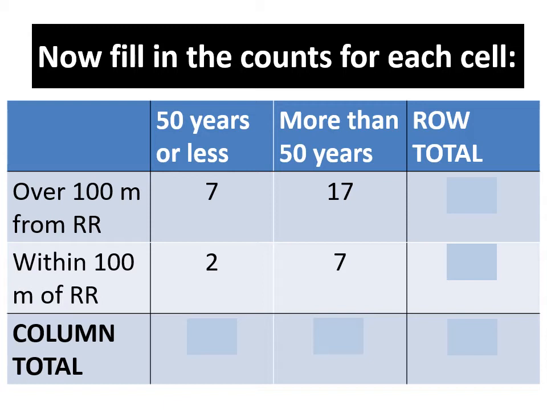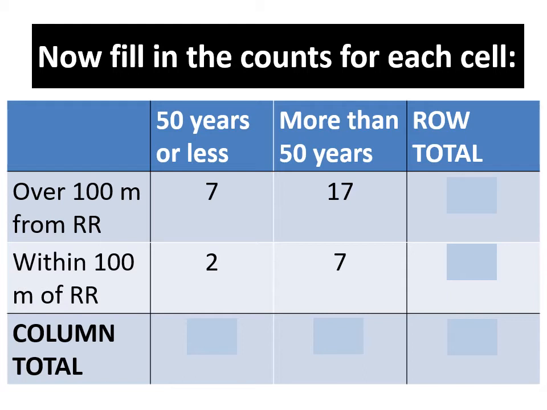If you think in terms of Venn diagrams, you could think of this as the union between 50 years or less and over 100 meters from the railroad. So that would be this cell. This cell is the union of more than 50 years of age and over 100 meters from the railroad. The Venn diagram for this cell is 50 years or less and within 100 meters of the railroad. And the Venn diagram for this one is more than 50 years and within 100 meters of the railroad.